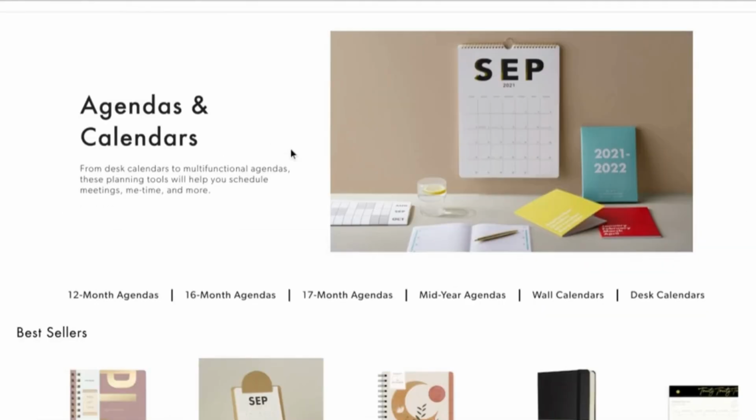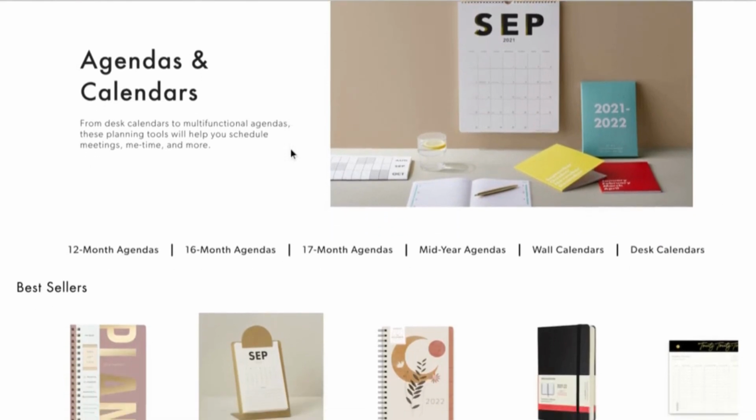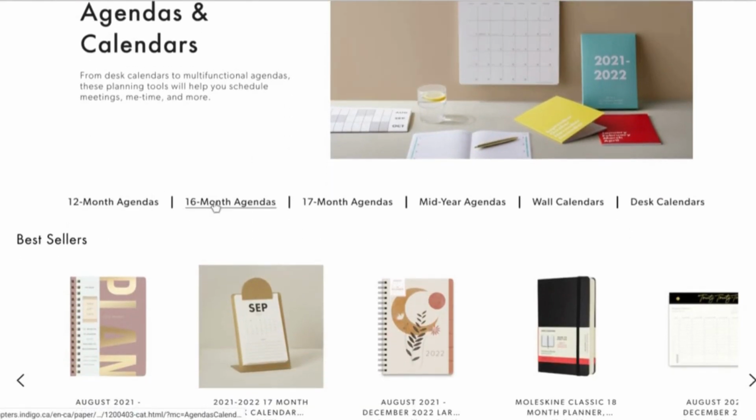Popping over to agendas, calendars, and planners, you can already see just by looking at the categories here, there are tons of different kinds of planners that you could potentially create. Just beyond the standard 12-month agenda that goes from year to year, this could be things that span maybe different time periods.